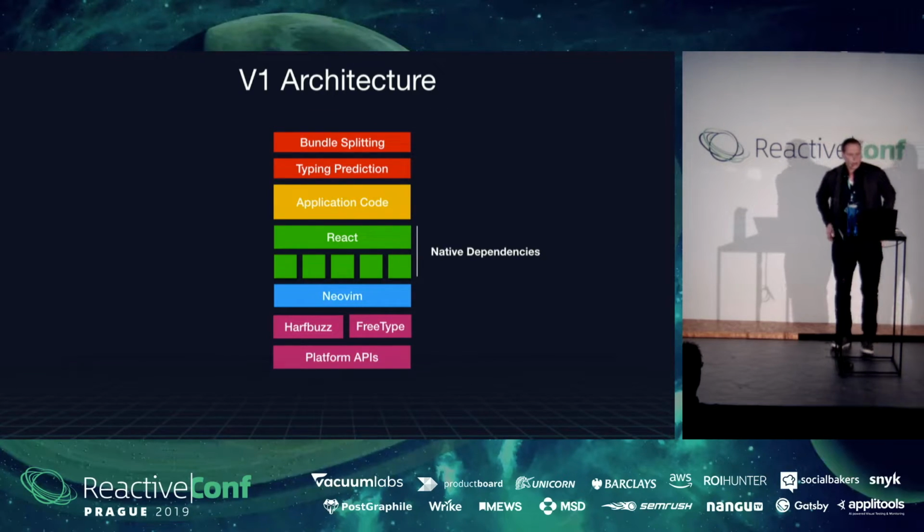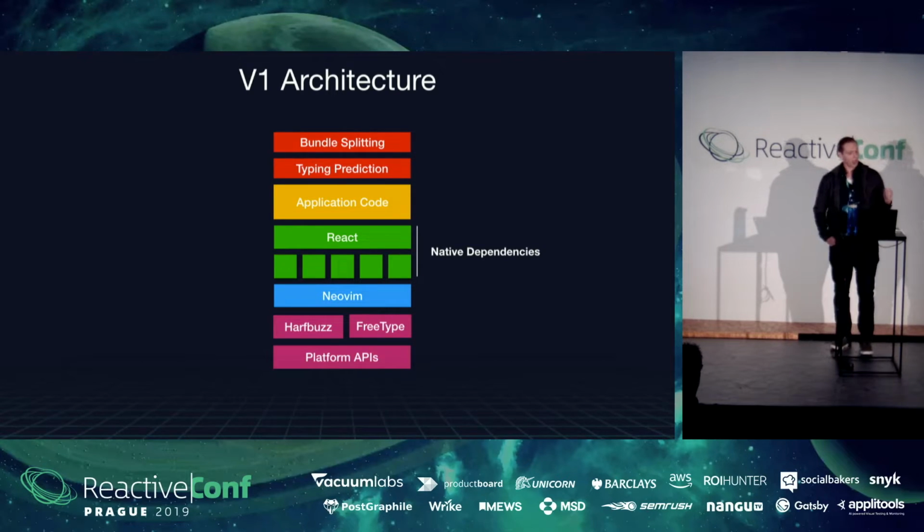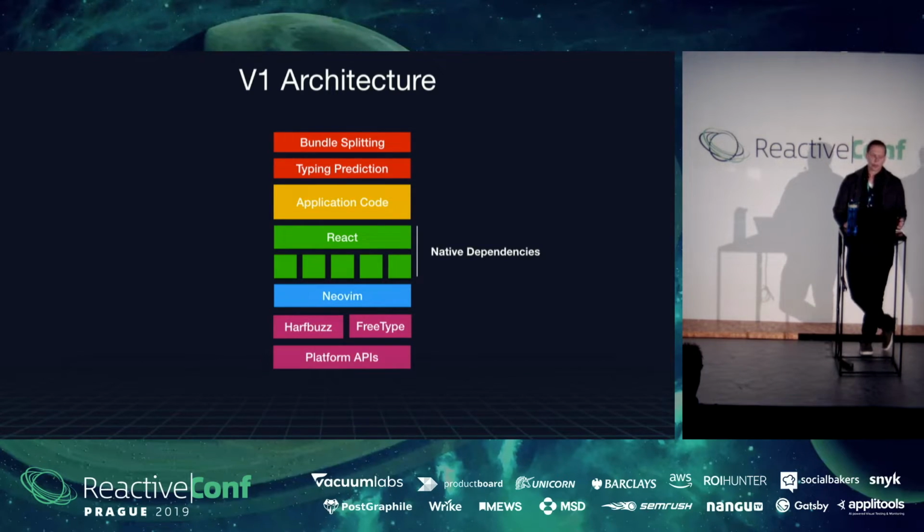But if we get rid of Node and Chromium for our core editor, we have to figure out what we're going to do with React and NPM dependencies, because if Node and Chromium are gone, we can't really use JavaScript anymore. But maybe we could replace them with some streamlined set of native dependencies.